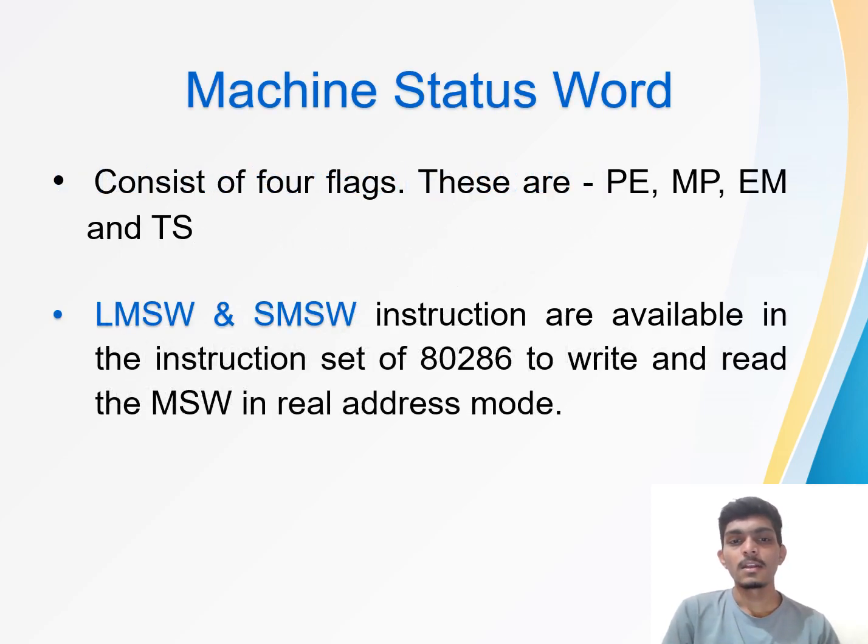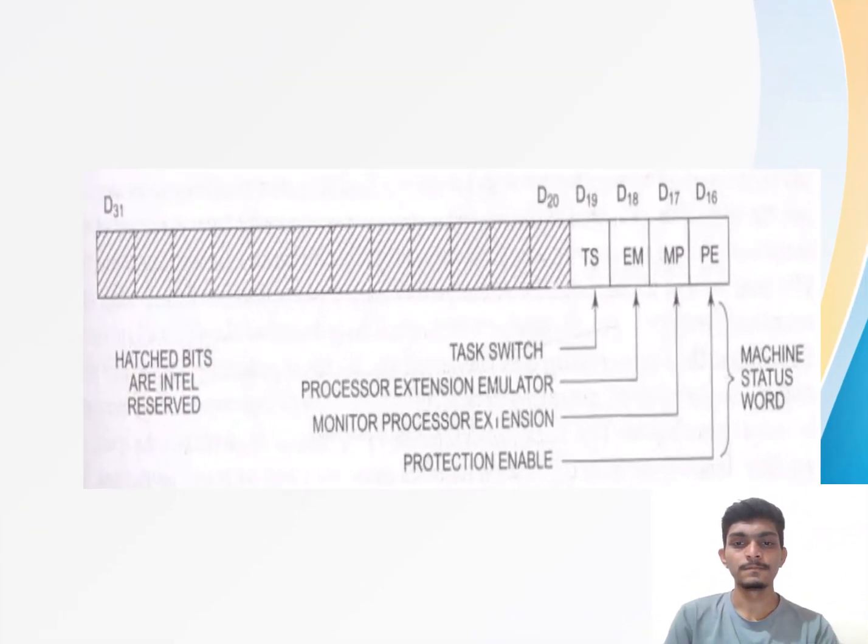The machine status word consists of four flags. These are P, MP, EM, and TS. LMSW and SMSW instructions are available in the instruction set of the 80286 to write and read the MSW in real address mode. As we talked about in the previous slide: TS, EM, MP, P. TS is task switch, EM is processor extension emulator, MP is monitor processor extension, P is protection enable.